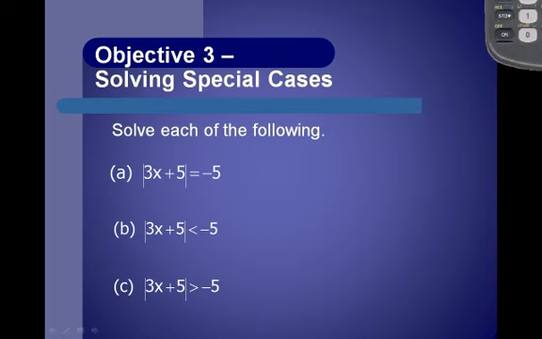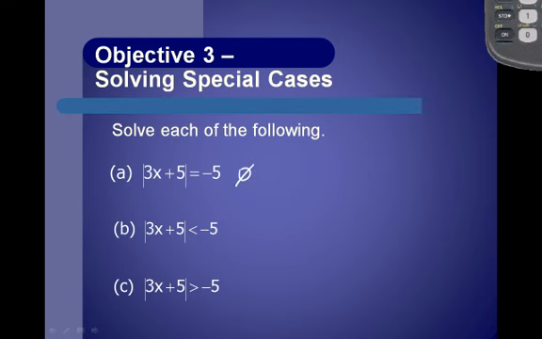Well, the first example, the absolute value of 3x plus 5 equals negative 5. Do you notice that example? You've got the absolute value equaling a negative number. You cannot have absolute value equaling a negative, so automatically we can say no solution.